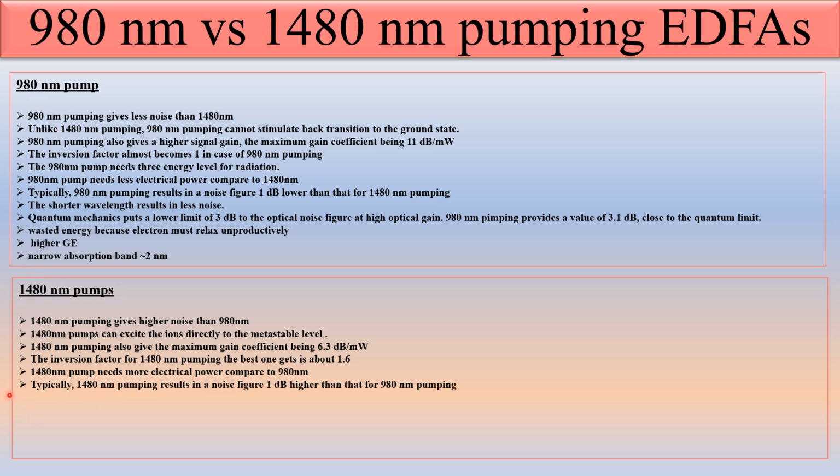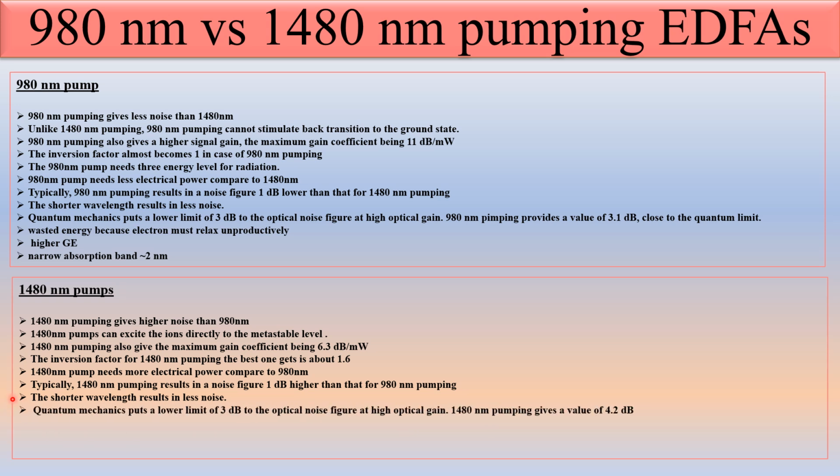Typically 1480 nanometer pumping results in a noise figure 1 dB higher than that for 980 nanometer pumping. The shorter wavelength results in less noise. Quantum mechanics puts a lower limit of 3 dB to the optical noise figure at high optical gain. 1480 nanometer pumping gives the value of 4.8, and you can see 980 gives a value of 3.1, which is very close to the quantum limit. Need higher drive current, high heat dissipation required, expensive, smaller G, and you can see larger tolerance in pump wavelength, around 20 nanometers.